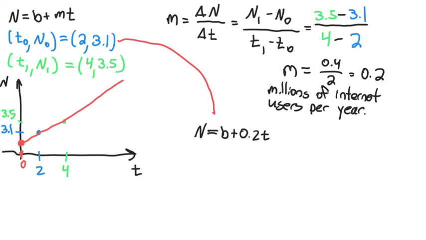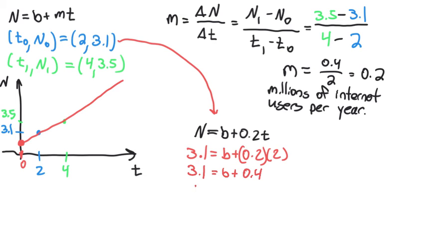So let me take this point over here, and this tells me that when n is 3.1, the value of t is 2. So I'm plugging in that t is equal to 2 right over here, and n therefore should be 3.1. And now I have an equation, and what I need to do is solve this equation for b. So this tells me that 3.1 is equal to b plus 0.4.